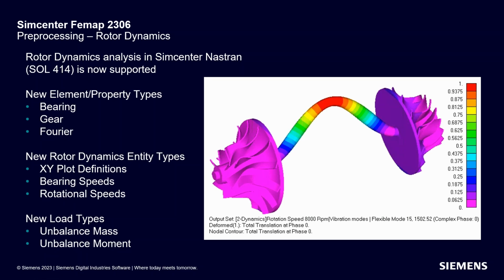So in order to support the new Rotodynamics solution in Astron, Femap now has the ability to write out new element and property types, and namely these are bearing, gear, and Fourier element types. There are also new entity types in Femap, and that is XY plot definitions for requesting different information pertinent to rotodynamic analysis, bearing speeds, and also rotational speed entities. And then also they've added the ability to define unbalanced mass and unbalanced moment loads for the actual analysis.